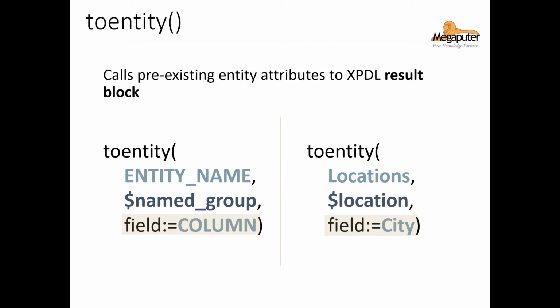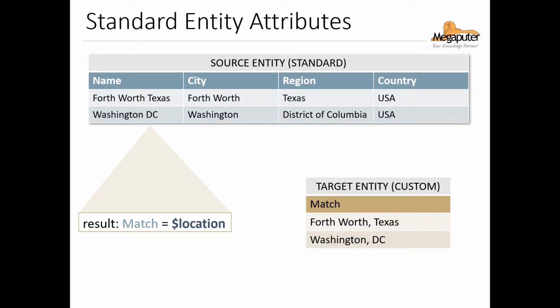Now, let's take a look at how to use this function with our previous example. Now remember that the name column is the default column that would be returned here, because it just returns the verbatim from your record. So you don't need the toEntity function to return that one. For that, you just type your named group as you normally would to get the verbatim text from your record.